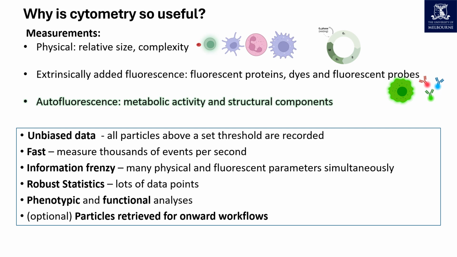Data collection is very fast, collecting thousands of events per second. It is quantitative and qualitative, and importantly, unbiased. Many physical and fluorescent measurements are taken simultaneously, and because there are so many events recorded, statistics are robust.